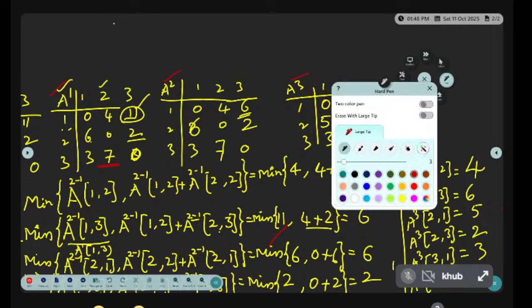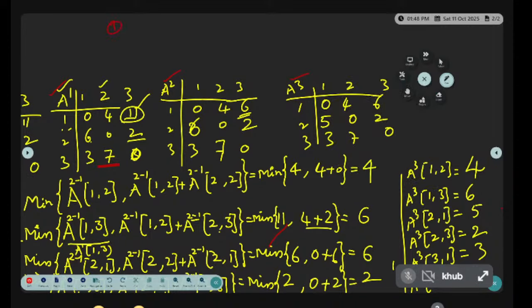What is the graph? 1 to 2, 1 to 2 how much? 2 to 1, 1 to 3, 3 to 1, 3 to 2, 2 to 3. This is the given graph.